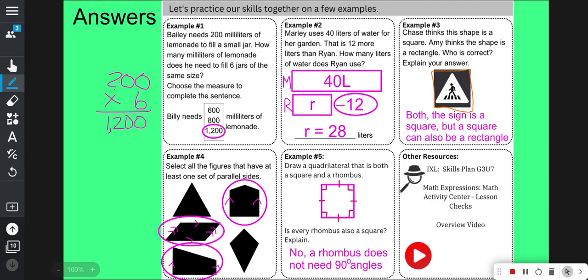The last example, draw a quadrilateral that is both a square and a rhombus. For this one, we do have to draw what a square would look like, because if we drew a rhombus, without those 90 degrees, it would not fit a square's definition. Is every rhombus also a square? No. A rhombus does not need to have 90-degree angles, but a square does.